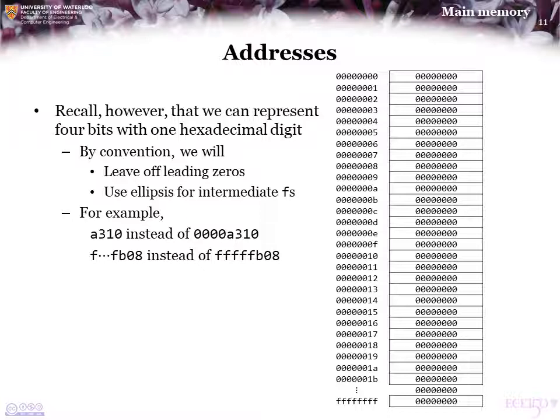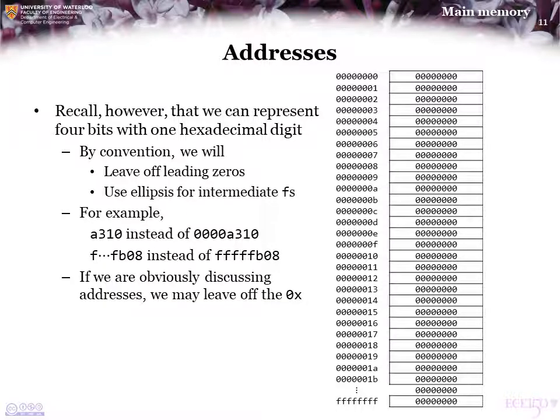You require, well, the number of bits divided by 4 gives you the number of hexadecimal digits you require. So a 32-bit address can be represented with 8 hexadecimal digits, and a 64-bit address can be represented with 16 hexadecimal digits. Also, if we are discussing addresses and it's rather obvious, we're probably going to leave off the leading 0x.